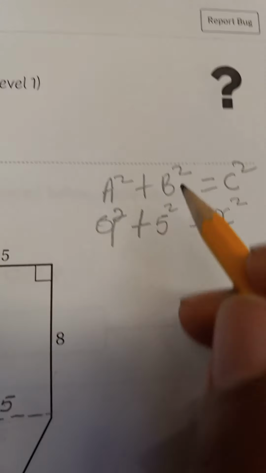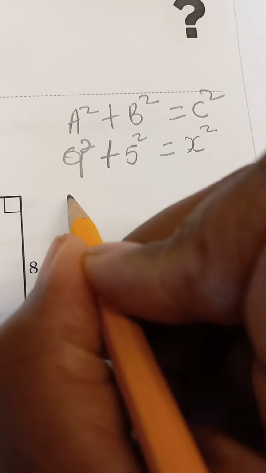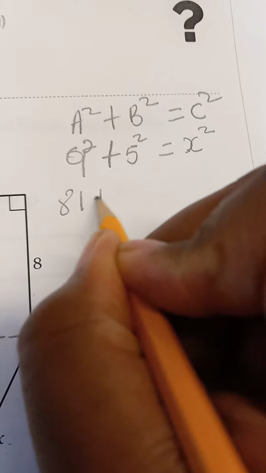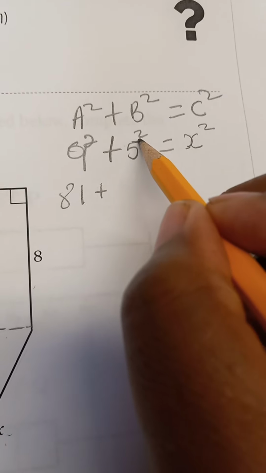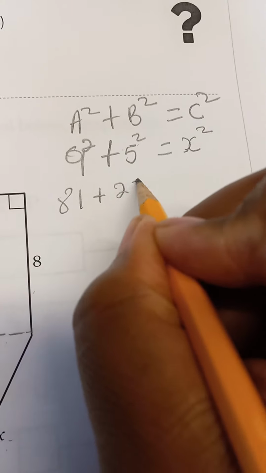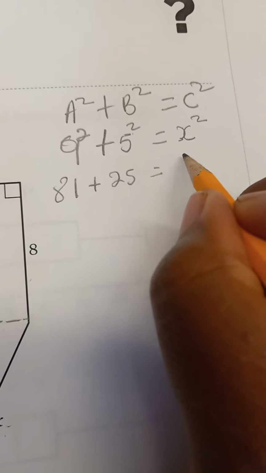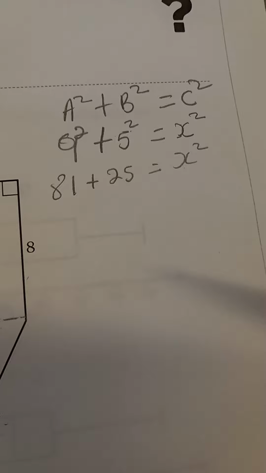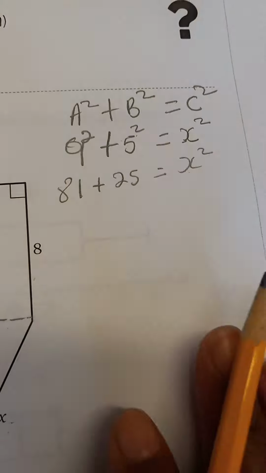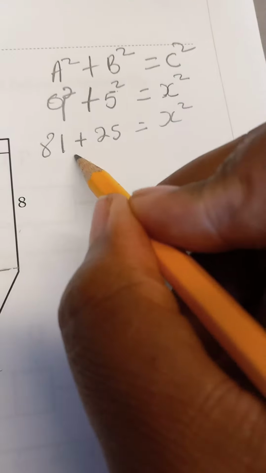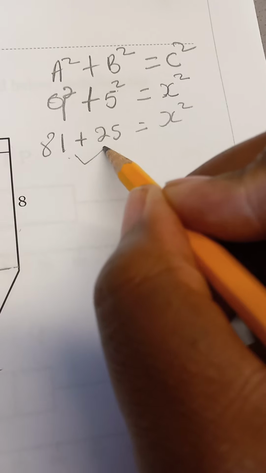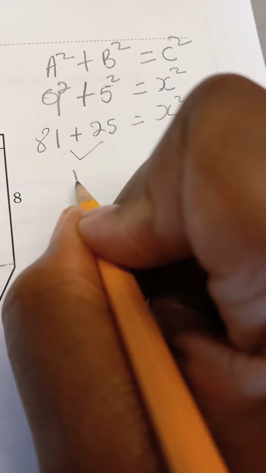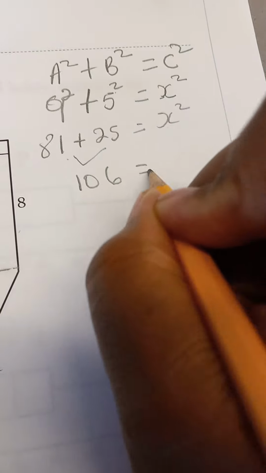So let's solve this. We have 9 times 9 is 81, plus 5 squared is 5 times 5, which is 25. And that's going to be equal to x squared. Remember, we're going to solve for x. We don't know what x is yet. So that's what we're going to solve for. So when we add 81 plus 25, we're going to get 106. And that's going to be equal to x squared.